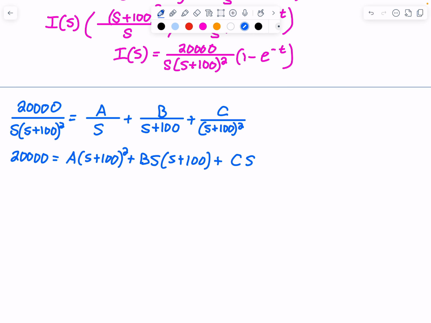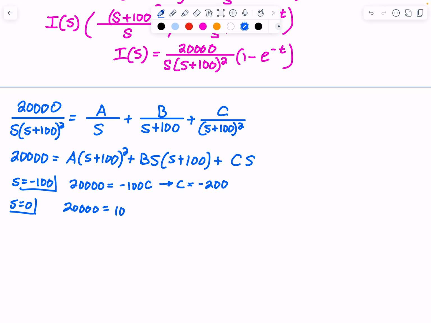All right, this works out pretty quick. S being negative 100 will be 20,000 equals negative 100C. That means that C is negative 200. We could do S equals 0 as well. That's 20,000 equals, everything goes away except for A times 100 squared. So I get 100 squared is 10,000 A. That means that A is 2.